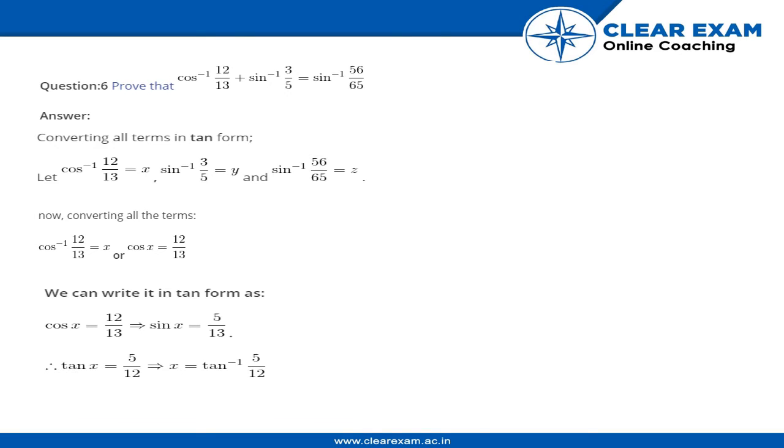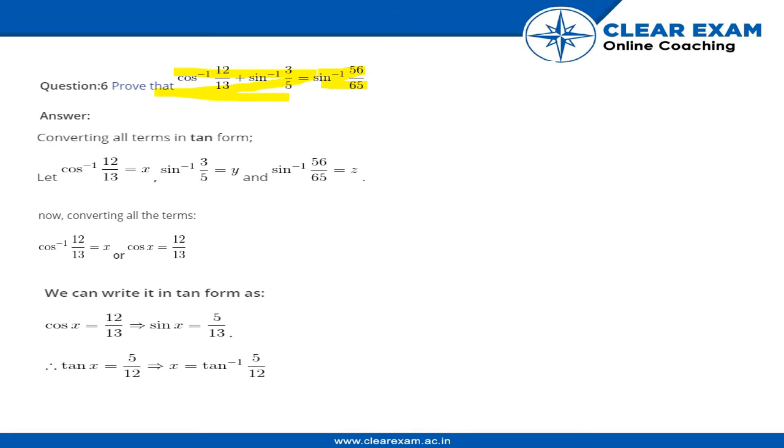Hello guys, welcome back for another question from inverse trigonometric functions. This is a proving question, and let's see what we have here. The question says: cos inverse of 12 by 13 plus sin inverse of 3 by 5 is equal to sin inverse of 56 by 65.